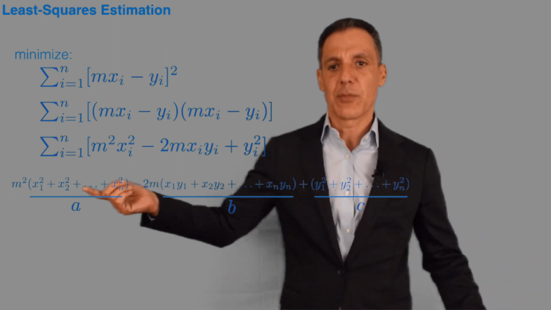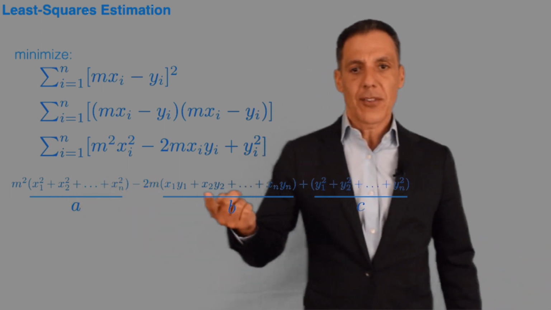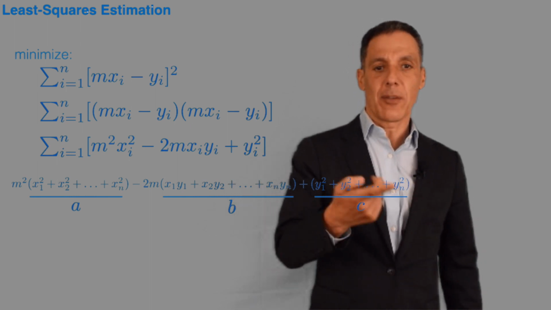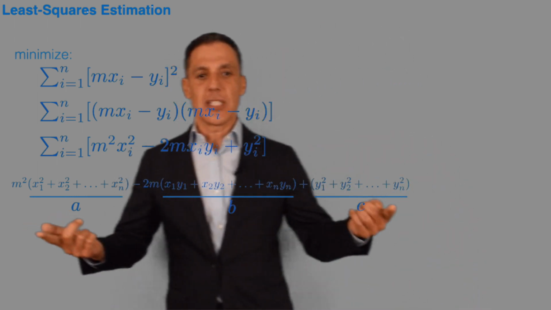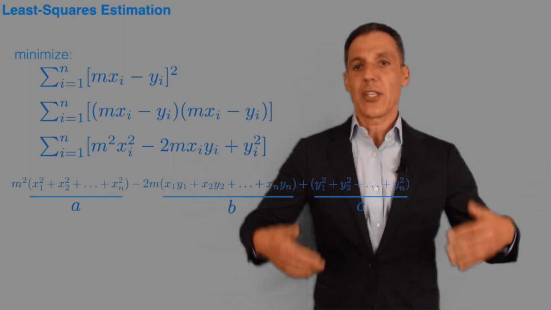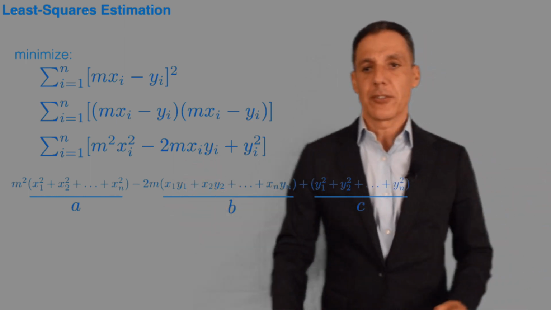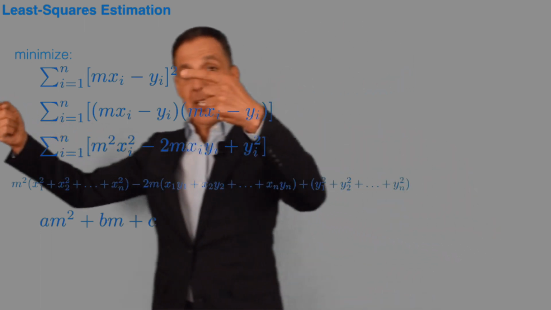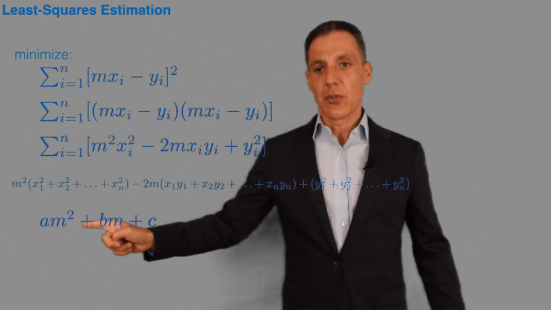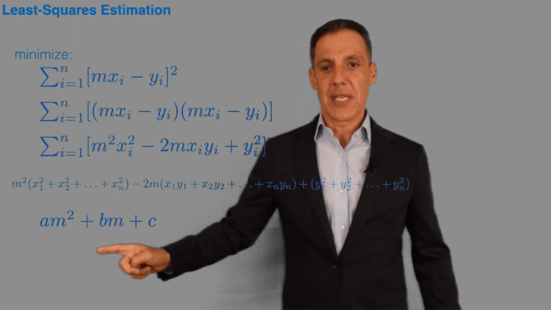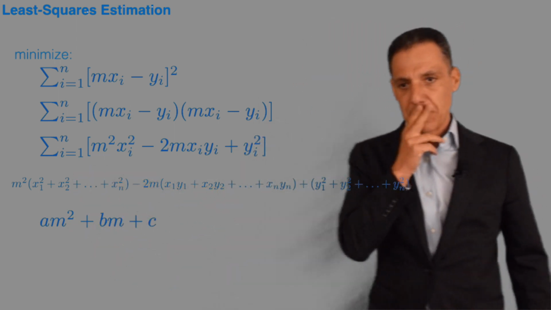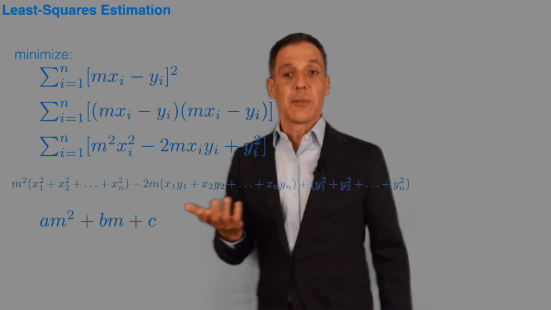So take all the x terms, square them, and sum them. Take all the x and y terms, multiply them together, and sum them. Take all the y terms, square them, and sum them together. Let's just call those a, b, and c. Just some scalar values that you can evaluate for all your data points. Once I do that, what does this thing up here reduce to? It reduces to a m squared plus b m plus c, where a is that term, b is that term, and c is that term. Wow, this is some good news.